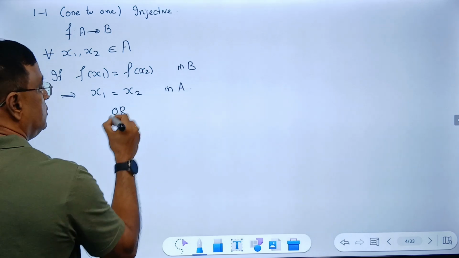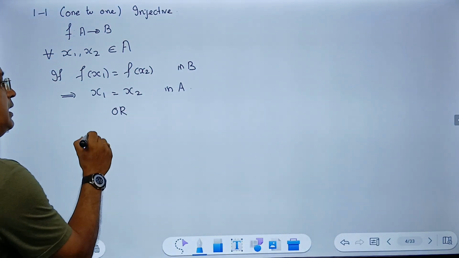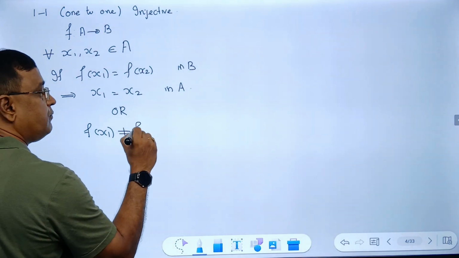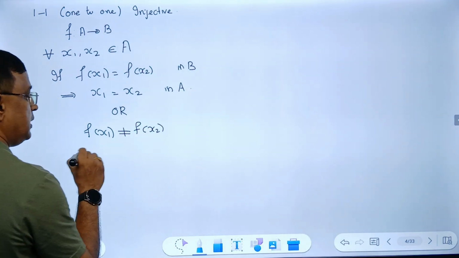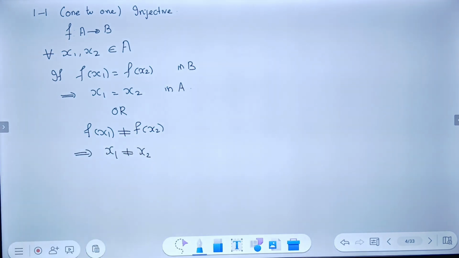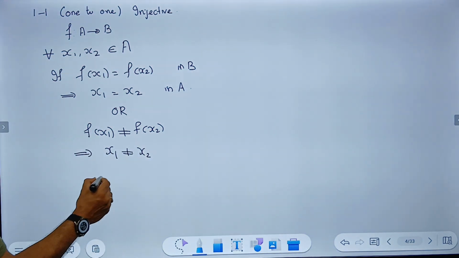Or if you don't like this, you can also have this: f of x1 not equal to f of x2 implies x1 not equal to x2. So let's understand this diagrammatically.